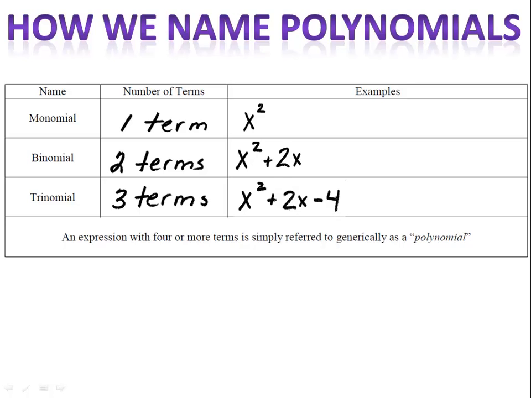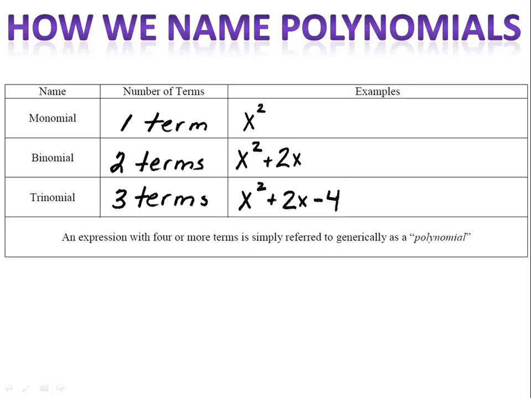We can describe polynomials based on the number of terms they have. If we have only one term, such as x squared, we have a monomial. If we have two terms, such as x squared plus 2x, we have a binomial. If you have three terms, such as x squared plus 2x minus 4, we have a trinomial.